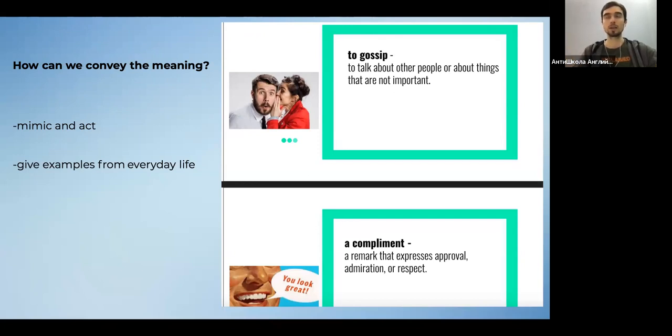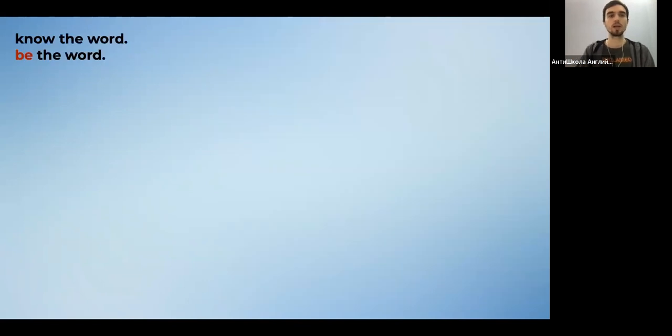That's why it's a great thing to give examples from everyday life. And also provide context in a sentence, which is basically the second thing. So we see that you don't need the meaning, you don't need the definition. You have a lot of tools that you already know that you can use first rather than definitions. So know the word, be the word. Yeah, so teach vocabulary in context.